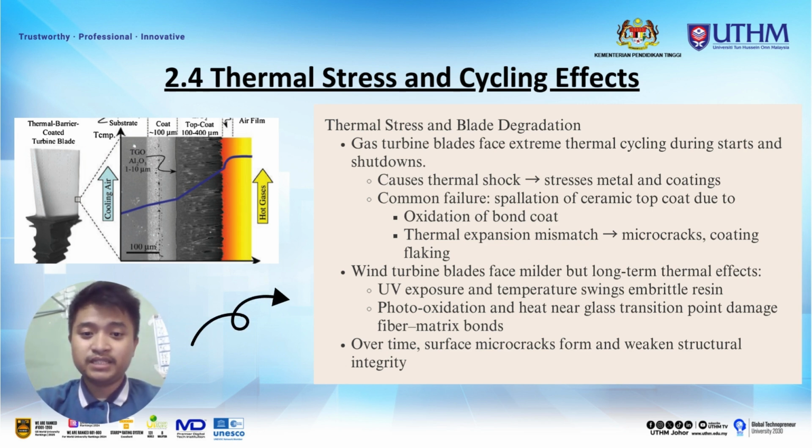flaking. Wind turbine blades face milder but long-term thermal effects, such as UV exposure and temperature swings in rising. Photo oxidization and heat near the glass transition point damage the fiber-matrix bond. Over time, surface micro cracks form and weaken structural integrity.